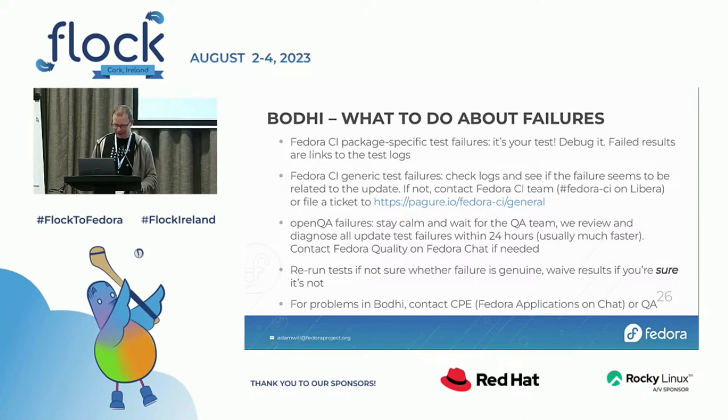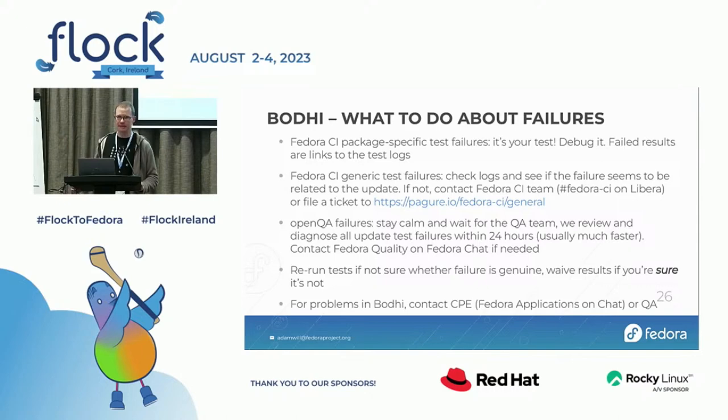For OpenQA, in general, you don't have to do anything. If you're impatient, you can go and look at OpenQA and try to debug it yourself. But what we aim for is that within 24 hours, one of us will investigate it and either fix it or tell you what the problem is in a Bodhi comment, a bug report, an issue report, something like that. If that doesn't happen, or if you really need to figure it out right now, you can contact us via Fedora chat or via our mailing list or any of the other ways you can get in touch with us, and we will try and help.